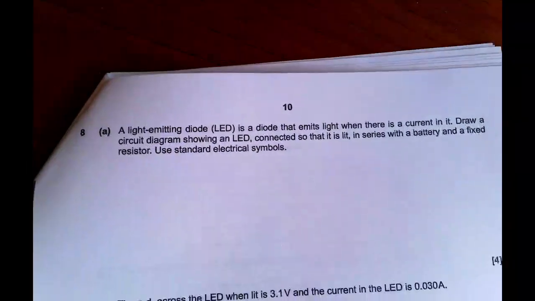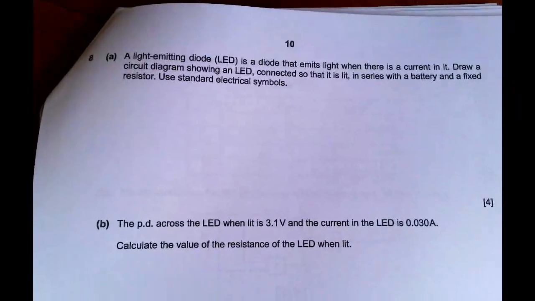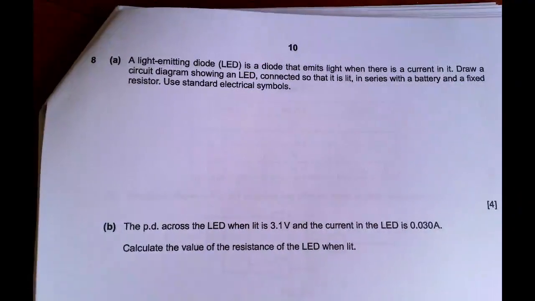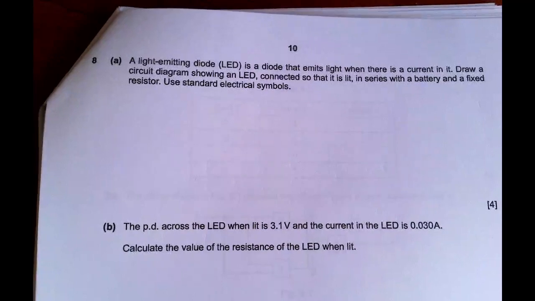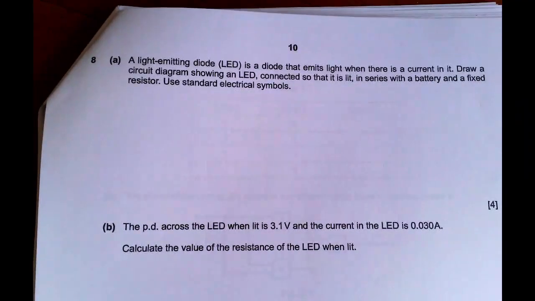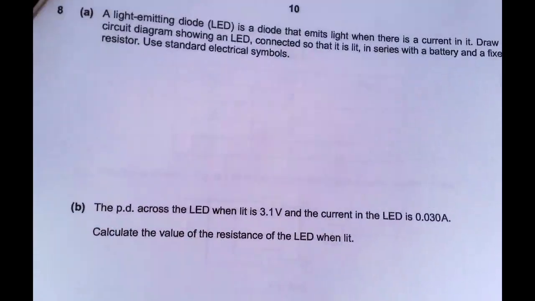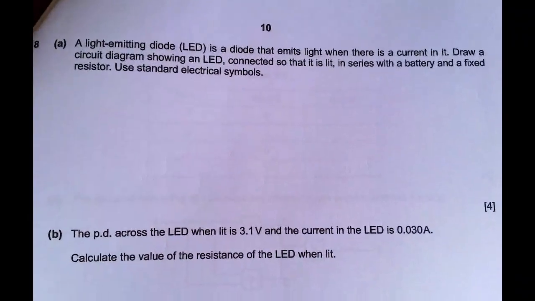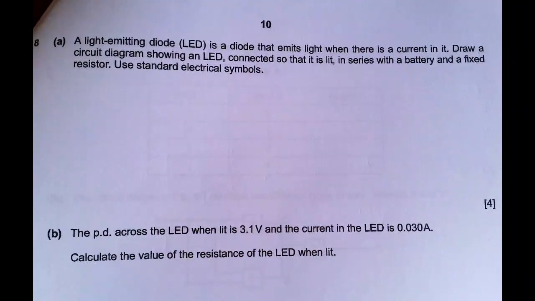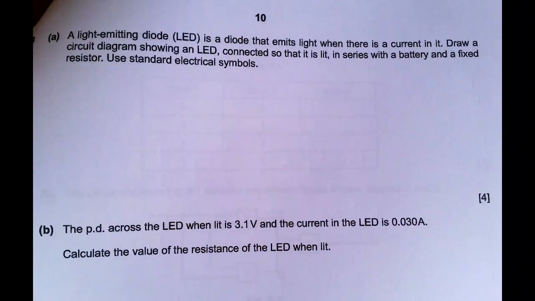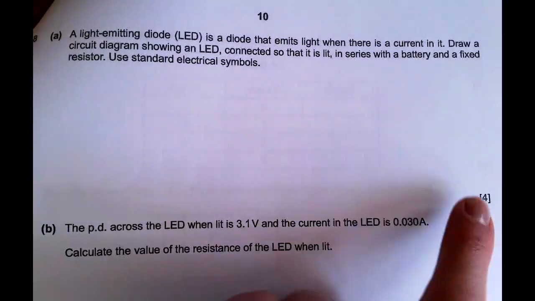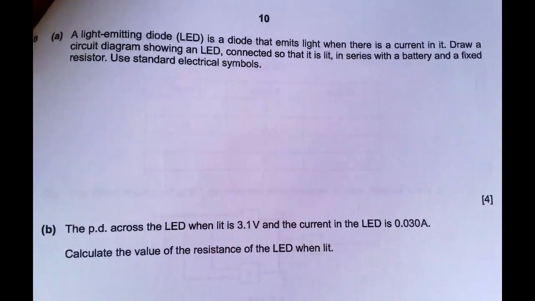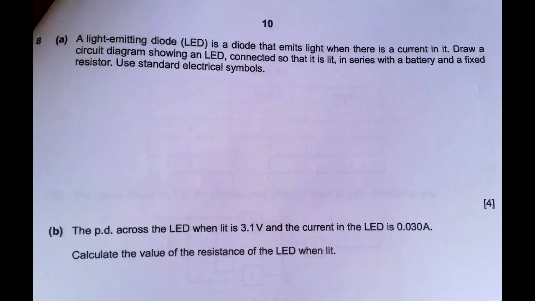This is electronics, so again it's for triple only. A light emitting diode, LED, is a diode that emits light when there is a current in it. Draw a circuit diagram showing an LED connected so that it is lit in series with a battery and a fixed resistor. Use standard electricity symbols. Worth 4 marks, so quite a solid question there. I'm just going to pause again while I draw it and then I will explain.